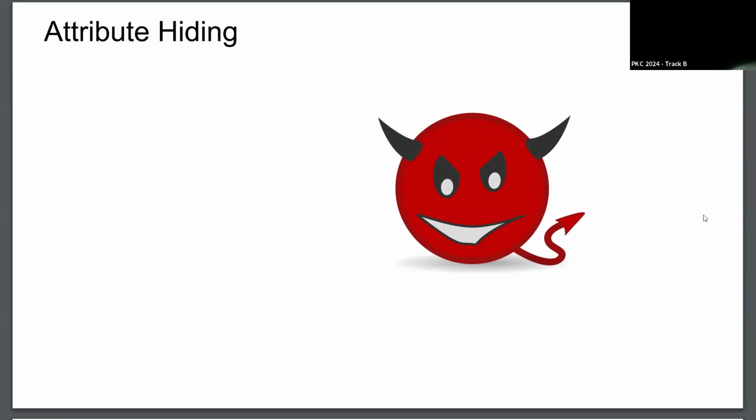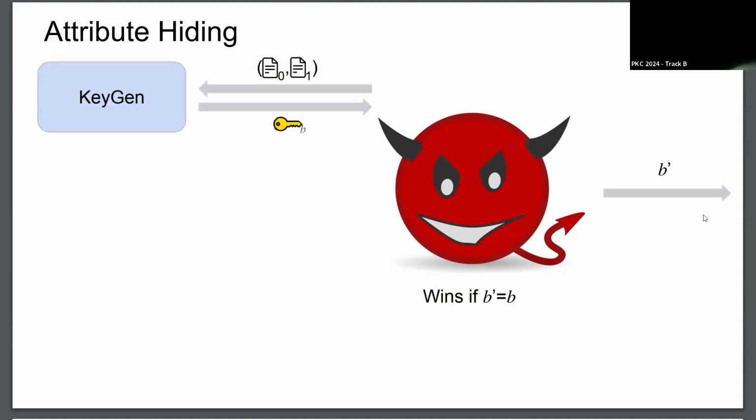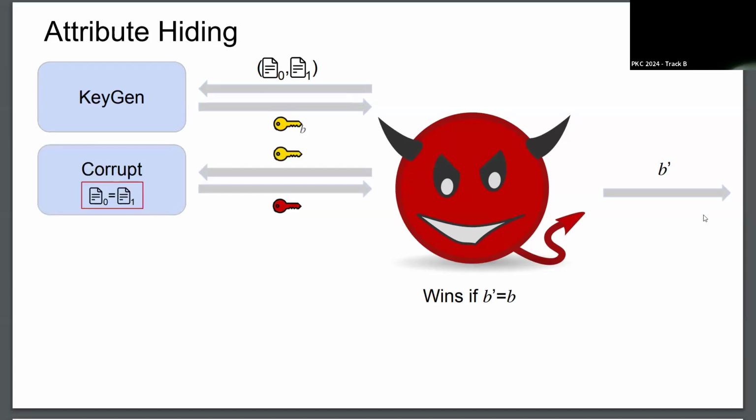Now we can also look at the attribute hiding game where the adversary has access to the same oracles, but they're defined a bit differently. First it has access to a key generation oracle where it submits 2 attribute sets. The challenger then flips a bit and gives out the key corresponding to the bit. And the task of the adversary is to figure out which bit the challenger has used. The adversary can also corrupt those keys, but now we have to impose some restrictions here to not make it trivial for the adversary to win the game, meaning the adversary can only corrupt keys that have been generated with respect to the same attribute set.